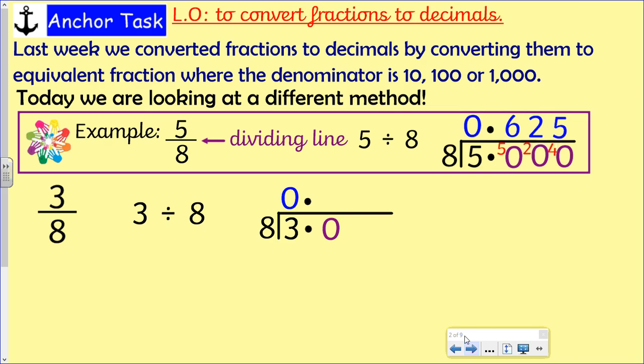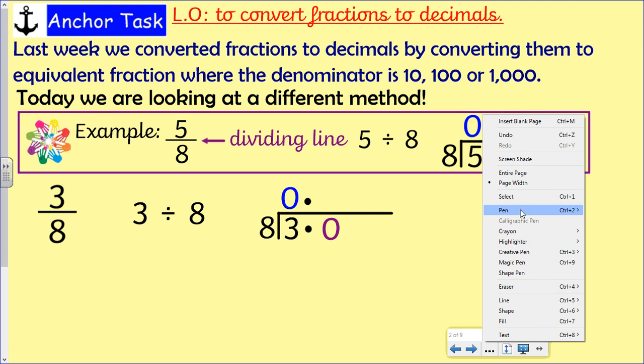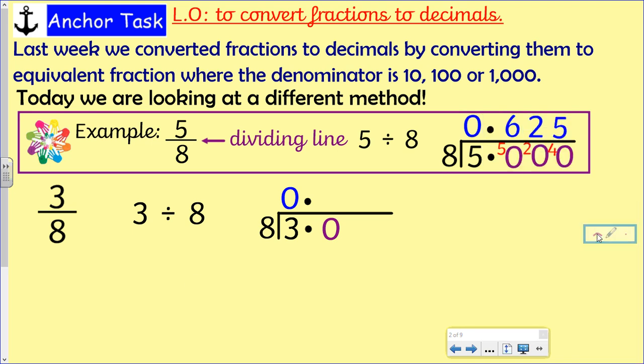Okay, so here we go then. So last week we were converting the fractions into decimals by changing them to an equivalent fraction where the denominator is 10, 100 and 1,000. Today, different method, that's going to be using short division. So I'll just grab a pen and go through this one with you.